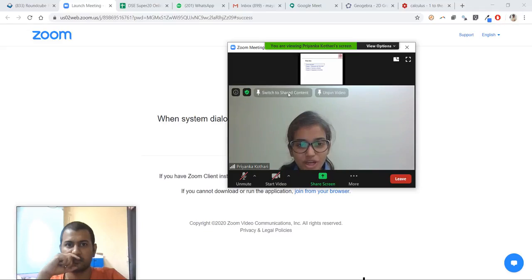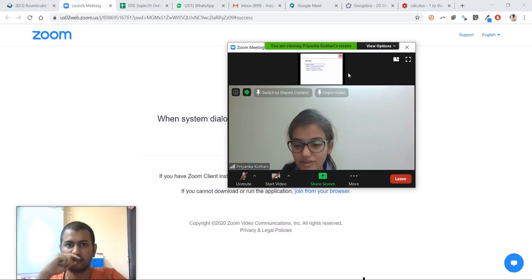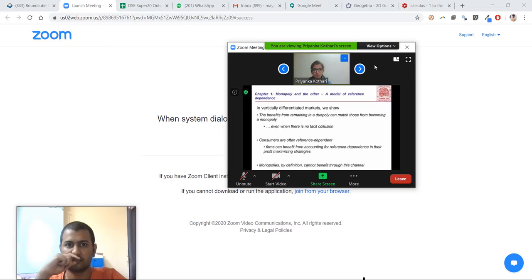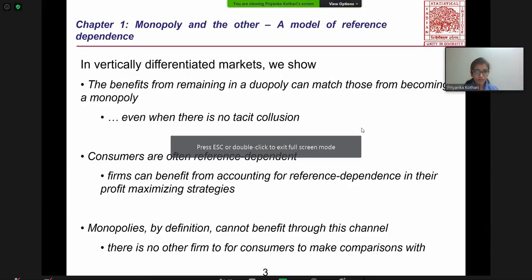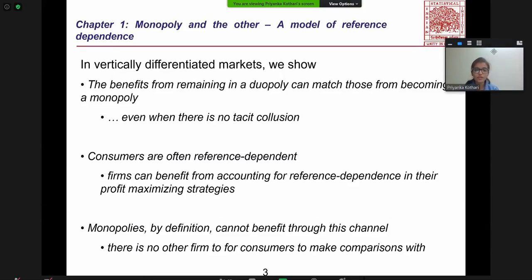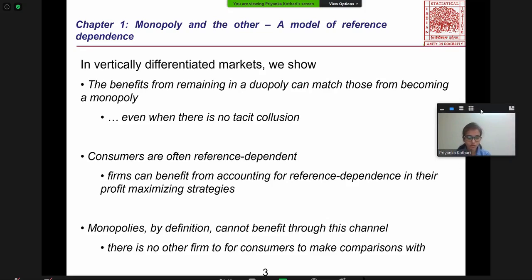Chapter 1 and chapter 3 are from an industrial organization background, and chapter 2 is an experimental paper which looks into the literature of bargaining and fairness. So let us go to chapter 1. Chapter 1 is titled Monopoly and the Other, a model of reference dependence. We see a vertically differentiated market here. There are two firms, and one of them produces a high quality product. The second one produces a low quality product.